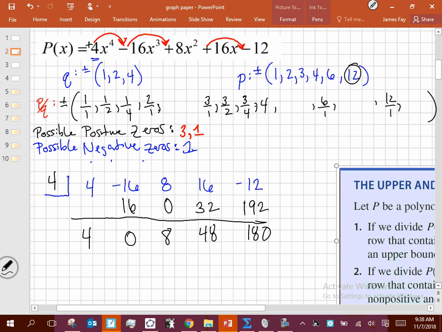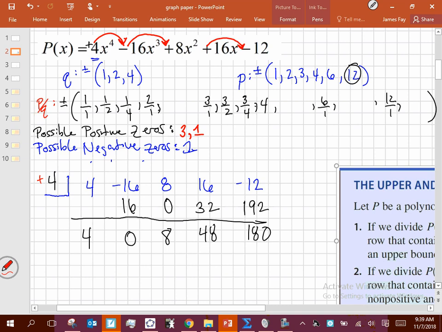A couple of things are happening here that tell me some vital information. Remember, this was a positive 4. When I put a positive number in there, my only option is to figure out if that number is an upper bound, and I determine that by looking at the quotient line. If the quotient line is all positive or non-negative, so I do have a 0 in there, I can treat that 0 as a positive number. If that's happening, there are no zeros bigger than 4. Does that make sense to everybody? So there are no zeros bigger than 4 here. Obviously 4 is not a 0, and neither is 6, and neither is 12. So I can kick those out.